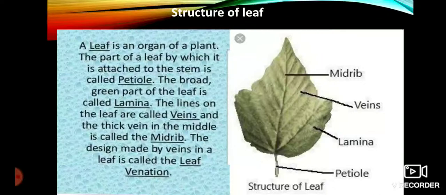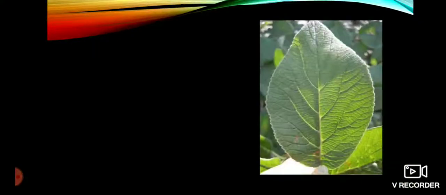And dear children, the lines on the leaf are called veins. You can see thin lines on the leaves. They are called veins. And the thick vein in the middle is called midrib. The design made by the veins in a leaf is called the leaf venation. And do all plants have same type of designs on them? Yes, it may vary. And so, there are two types of venation.